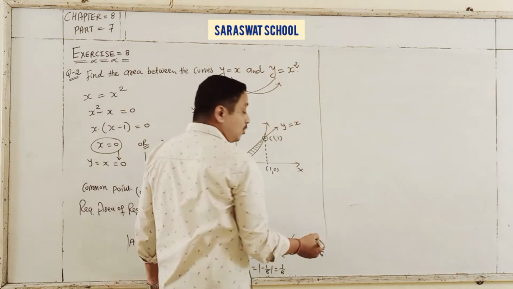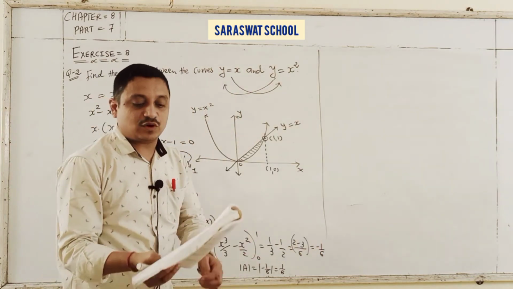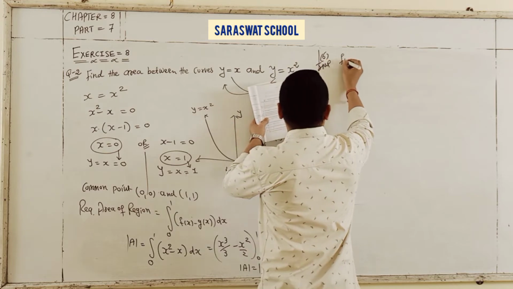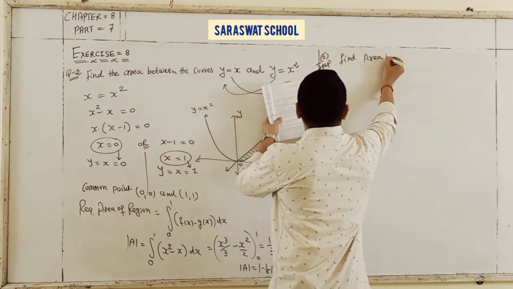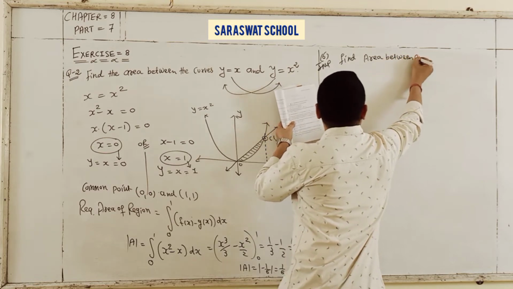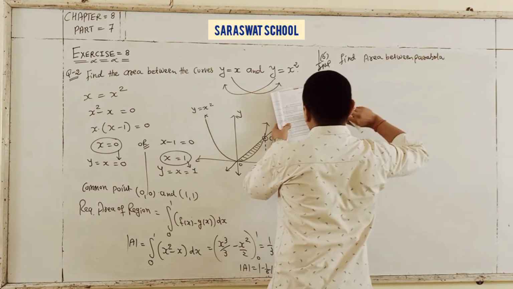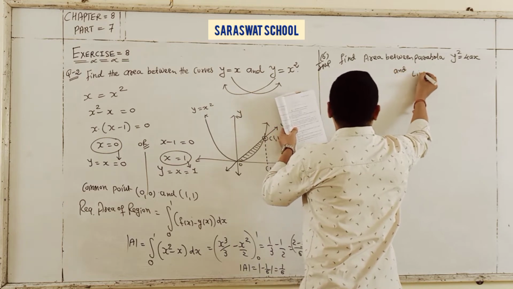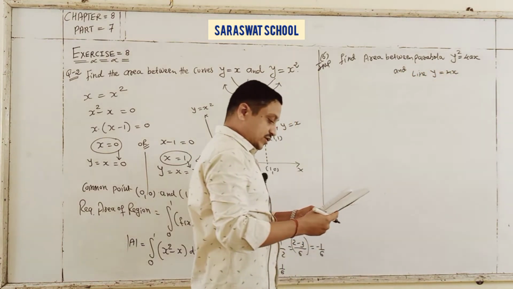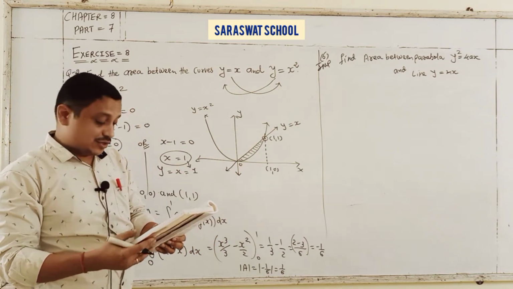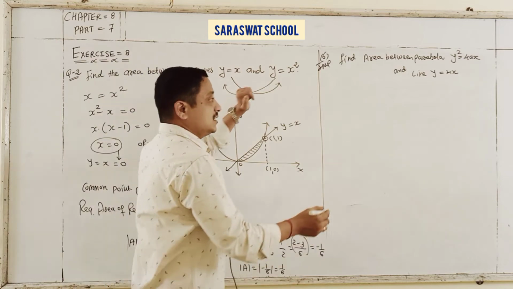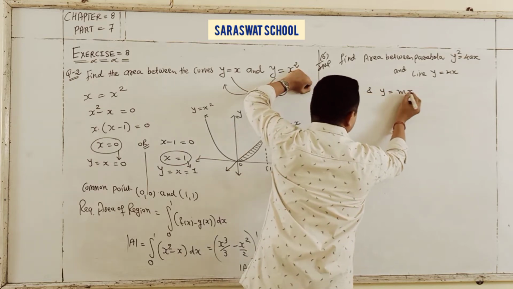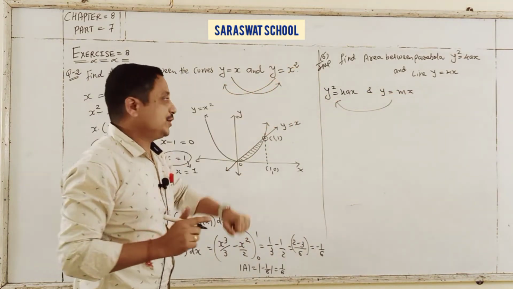Now, I already told you that the first, third, fourth and fifth were explained in the fourth video. So I start the sixth, which is an important sum. Find the area between the parabola y square is equal to 4ax and the line y is equal to mx. It is very easy, but a lengthy sum. First of all, I find the common values by putting y is equal to mx here to derive the common points.